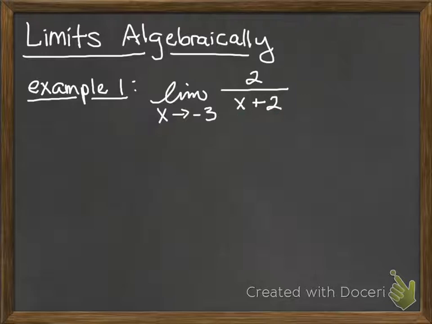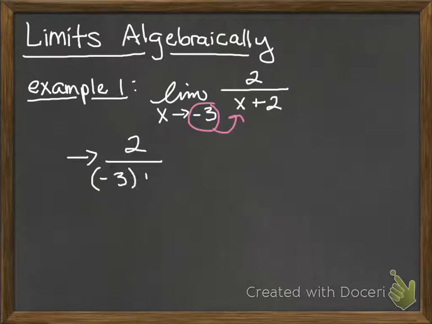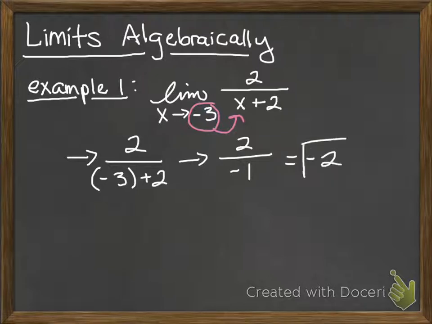And all direct substitution means is I'm going to plug in the number that I'm approaching into all of the x's. So if we do this process, it's going to look like this. I'm simply going to do 2 over -3, that was the x, plus 2, which then becomes 2 over -1, which is equal to -2, and then you're done. So fairly simple. Just make sure that the denominator is not 0, and this process is pretty easy. Just make sure that you follow all your PEMDAS rules.